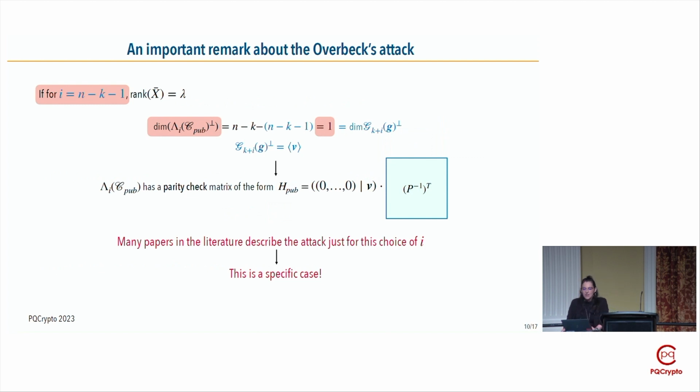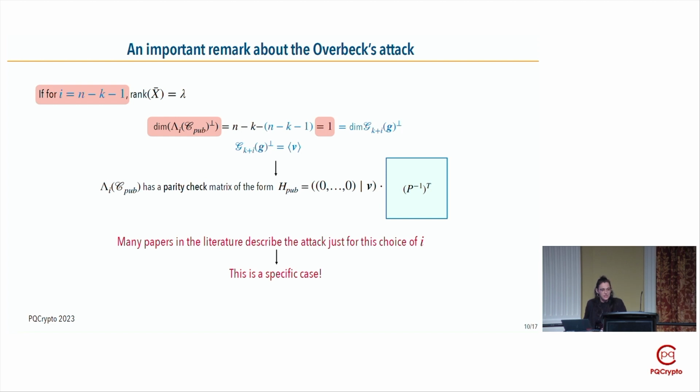Now, if for I equal to n minus k minus 1 we have that the rank of the yellow matrix is equal to lambda, it means that the dimension of the dual is equal to 1. And so the dual of the Gabidulin code with dimension k plus I has dimension 1. So in this case the attack is simpler, because it just suffices to find a valid column scrambler, an invertible matrix which multiplied by H gives us just a vector with some zeros in the beginning, to attack the system.